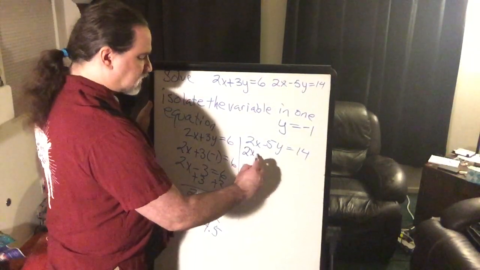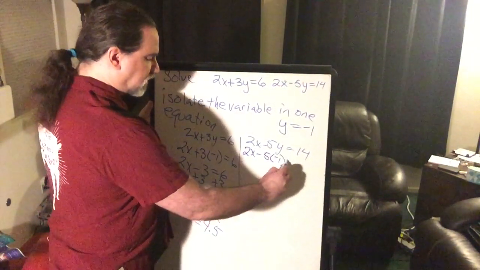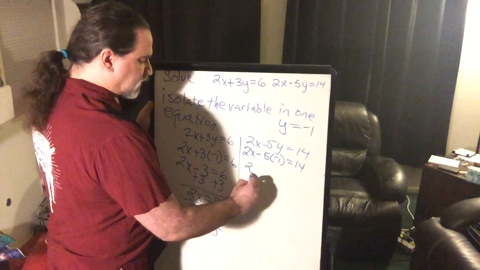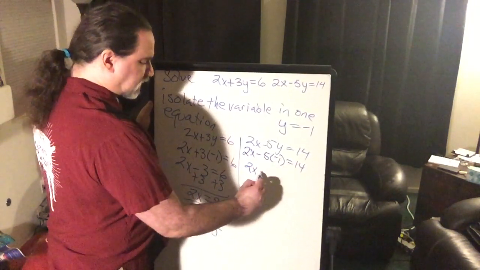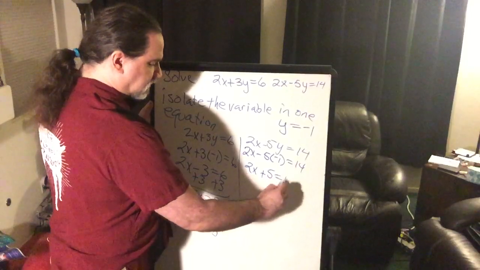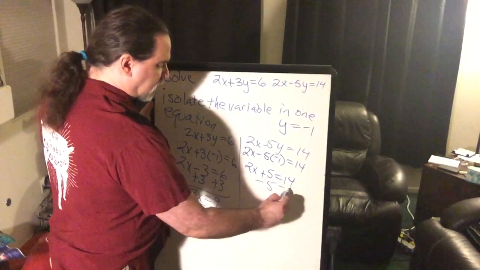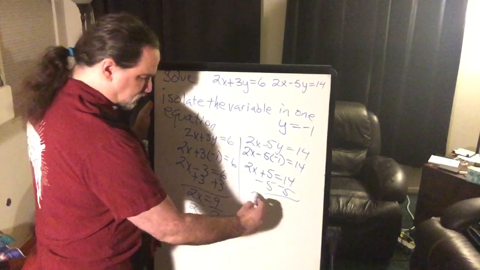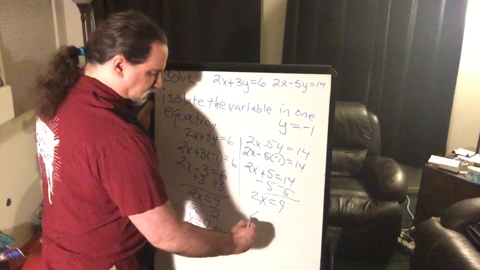So again, 2x minus 5 times negative 1 equals 14. 2x, negative 5 times negative 1 is positive 5. So I'm going to subtract the 5, and now you can see I'm already down here at 2x equaling 9, so I'm sure I'm right.